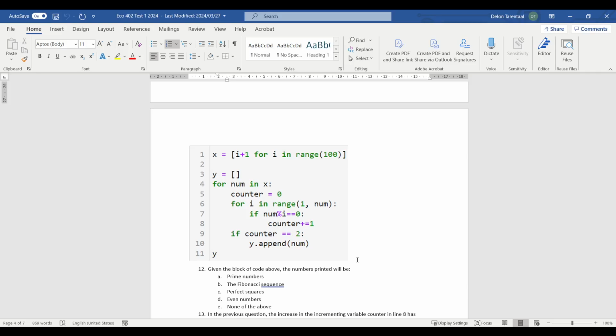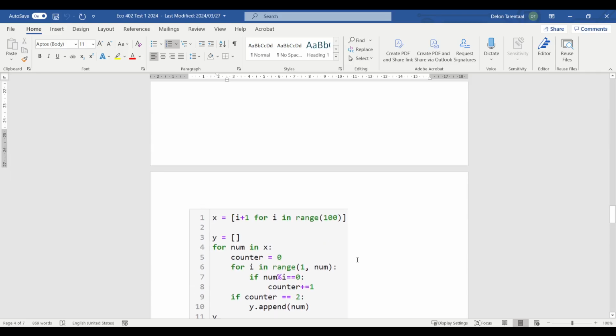As Denzel said, when in doubt, pick none of the above. Okay, is it prime numbers, Fibonacci sequence, perfect squares, even numbers, or none of the above?